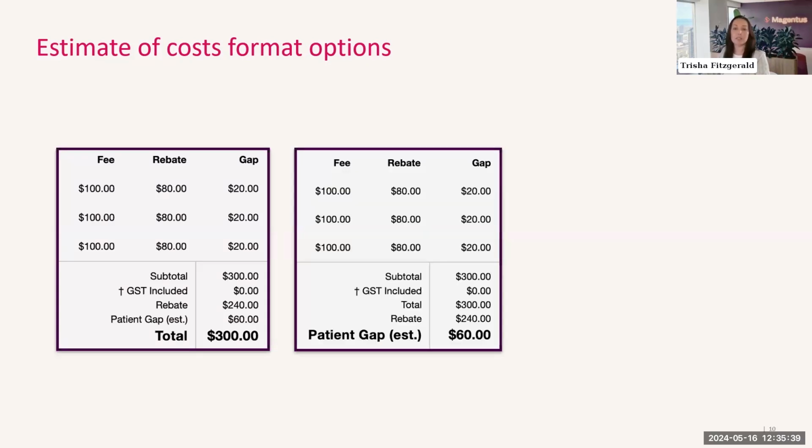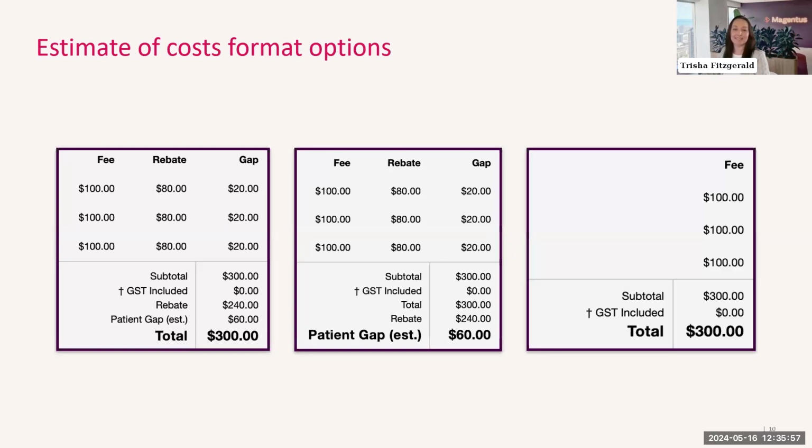The second option displays the fee, rebate, and patient gap, but the total is in bold. This is best for quotes where the patient is likely to receive some rebate, but you would like them to pay in full and claim on their behalf, or give them a receipt so they can claim manually.